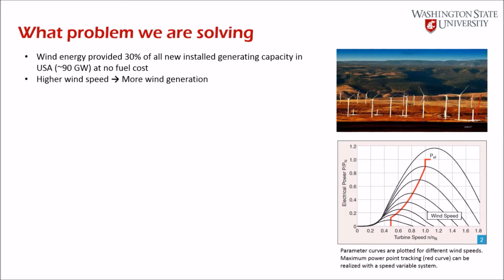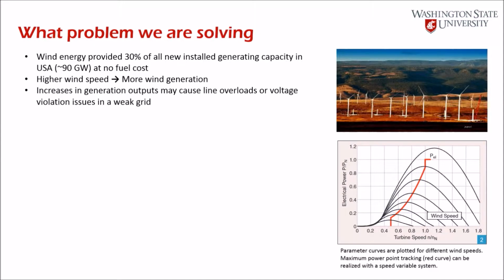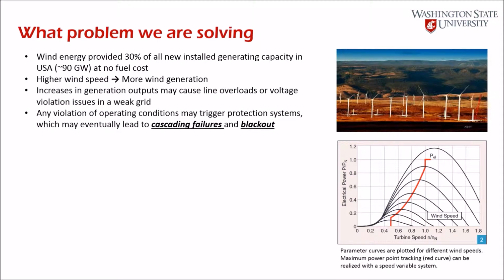In a weak grid, increases in generation outputs may possibly cause system operational violations, such as line overloads or voltage violation issues. And any operational violations may trigger protection systems to operate for secure operation, such as tripping an overloading line. These operations may eventually lead to cascading failures and blackout. Therefore, we need remedial action schemes, RAS, to achieve automated controls on the grid.